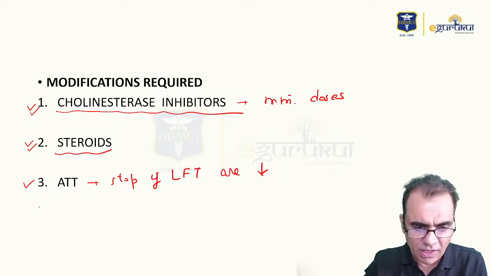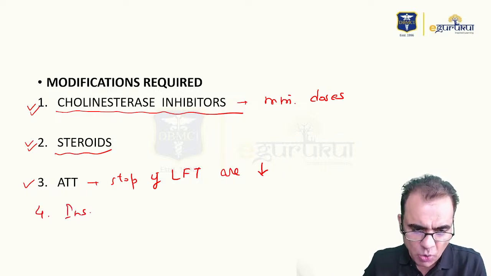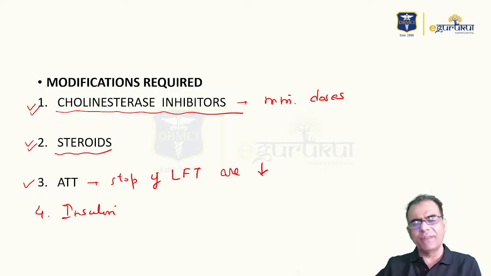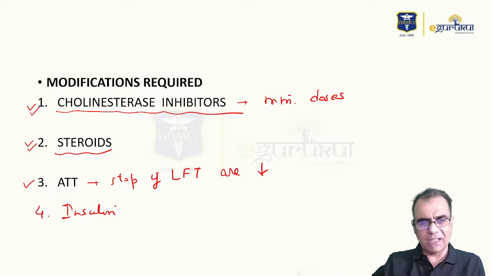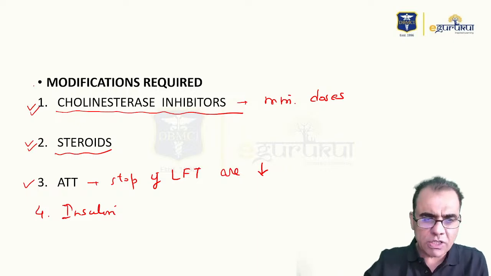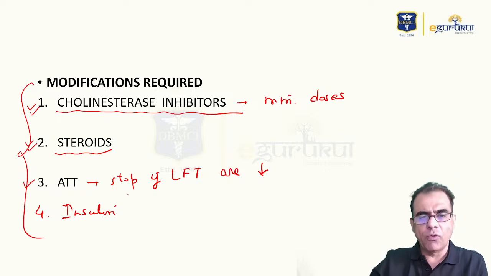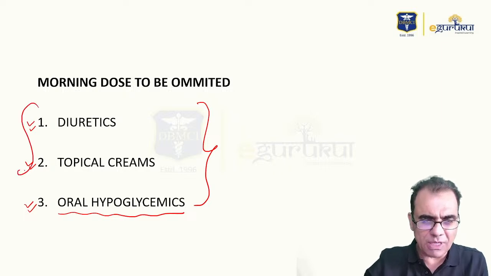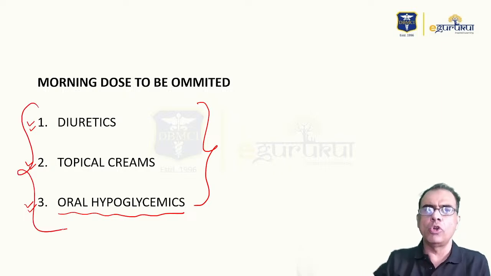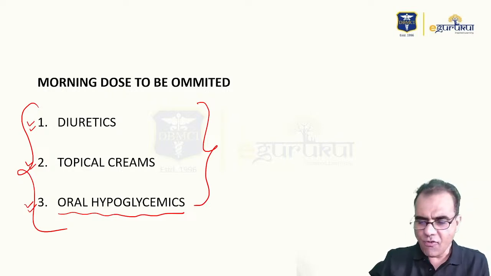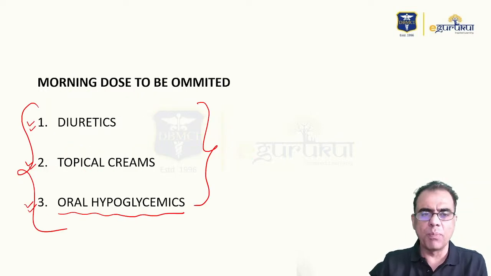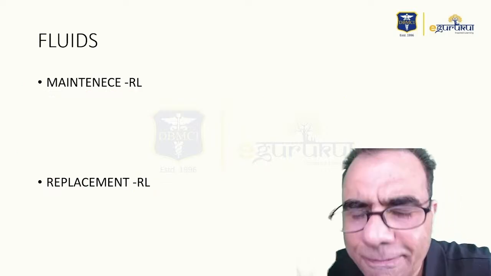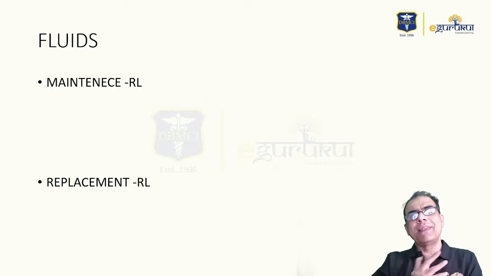Otherwise we continue ATT. Then fourth you can add is insulin. For insulin also we have 3 or 4 different regimens which we modify depending on the conditions. Those details again are not required for you. So cholinesterase inhibitors, steroids, ATT and insulin are where you need some modification. And diuretics, topical creams and oral hypoglycemics we have to omit only on the day of the surgery. Other drugs, when to stop, we have already discussed. So the important ones we have already discussed. So this is commonly asked. Now fluids in the intraoperative period.